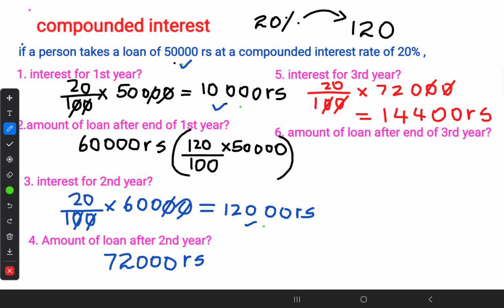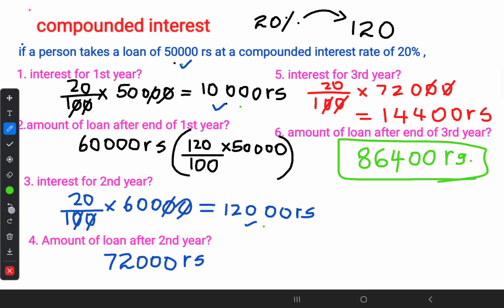So finally, the amount of loan after the end of the third year means the initial 50,000, plus 10,000 first year interest, second year interest, and 14,400. All together, it will become 86,400 rupees. This is the amount of loan after the 3 years. Initially, you got just 50,000. In addition, with interest and interest and interest, now the loan payment became 86,400 rupees. So that is the phenomenon you should know about these real life applications.